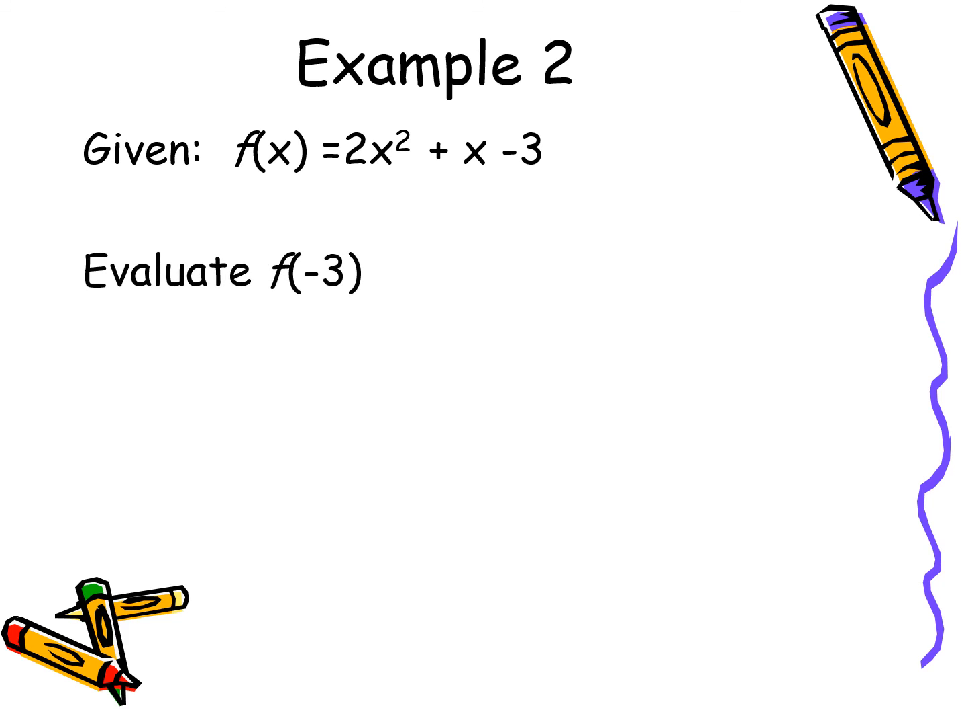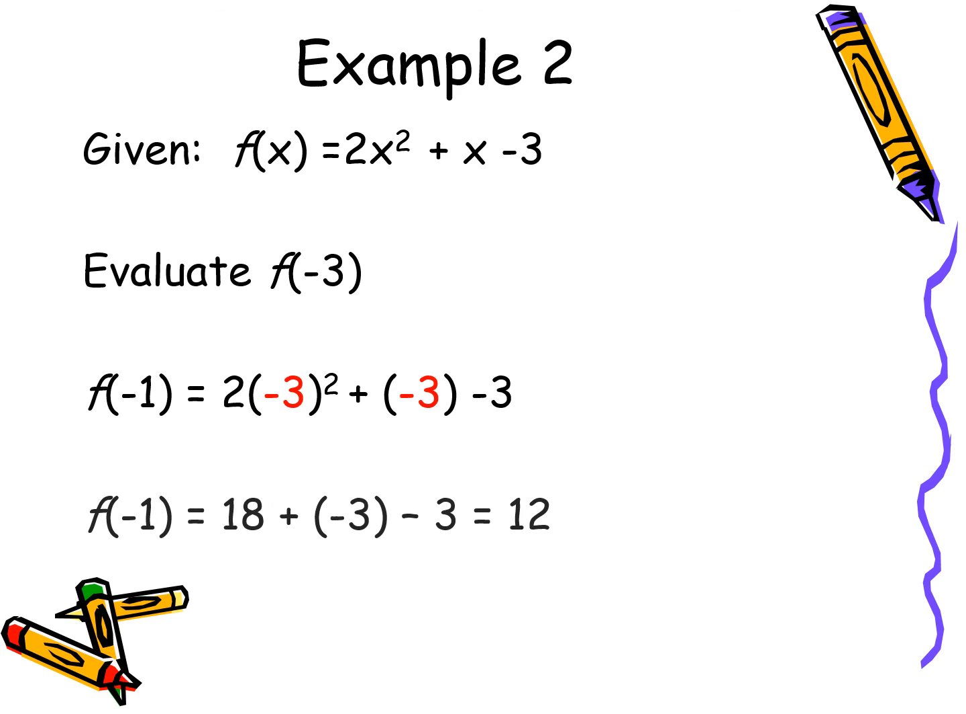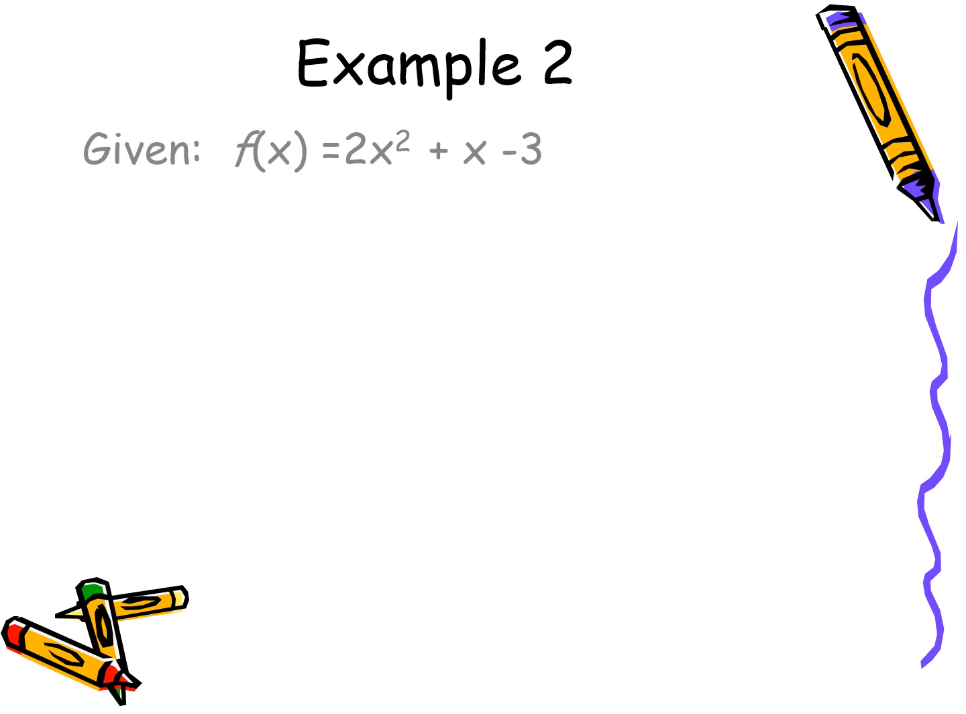Now we're doing f of negative 3. Same thing. Every place we see x, we're going to replace it with negative 3. We have to remember that we have to do negative 3 squared first, which is positive 9. So that's 18 minus 3, which is 12. Okay, f of 2.